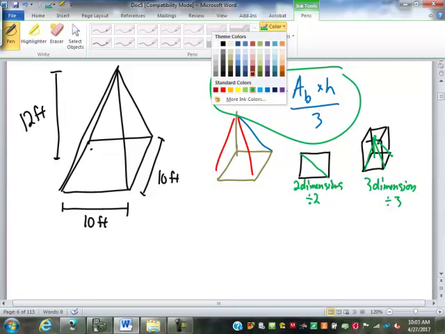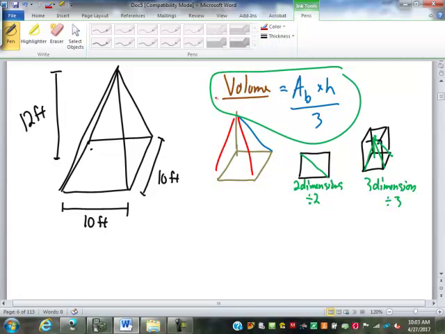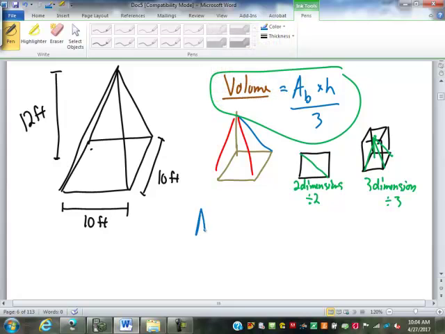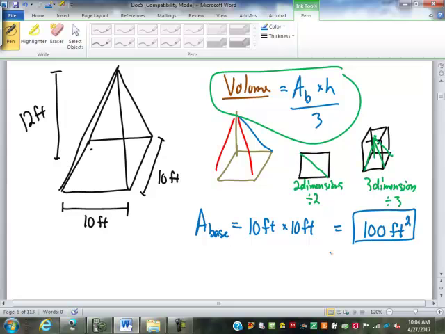So let's find the volume of this pyramid. First step to finding volume is always area of the base. What's the area of the base of this? Well, it's just a square that's 10 feet by 10 feet, which is 100 square feet. That's not so bad, right?